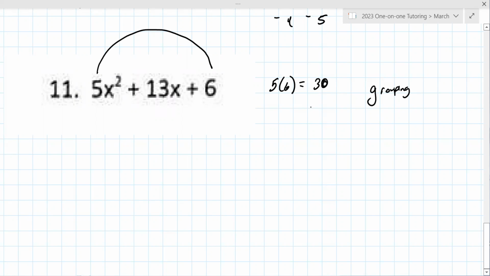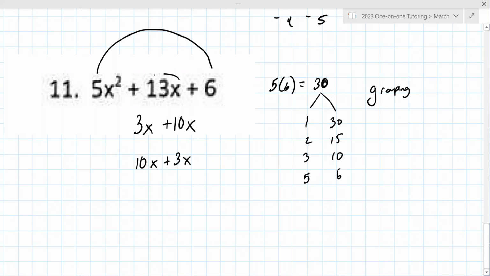So we can do the list here: 1 and 30, 2 and 15, 3 and 10, 5 and 6. The faster you can make this list, obviously the faster you can go. Do any of these multiply to 30 but add to 13? The 3 and 10. So here are our options: we can either write 3x plus 10x or 10x plus 3x. The order doesn't matter, and it's taking the place of the middle term. So here's option 1: 5x squared plus 10x plus 3x plus 6.